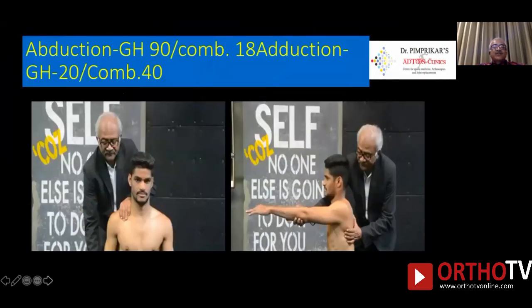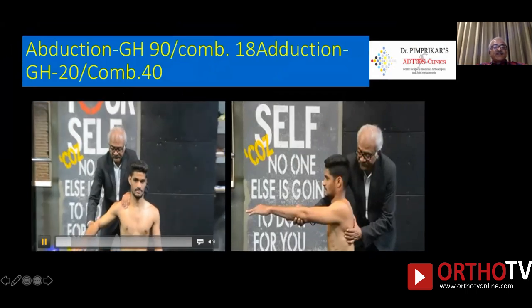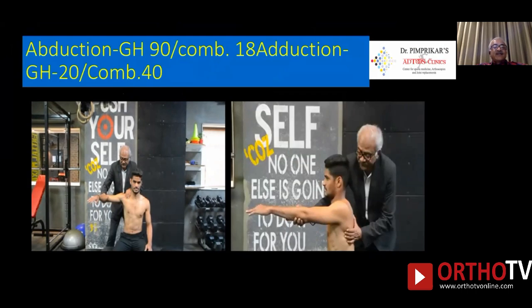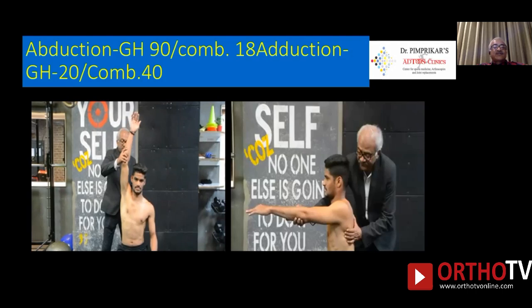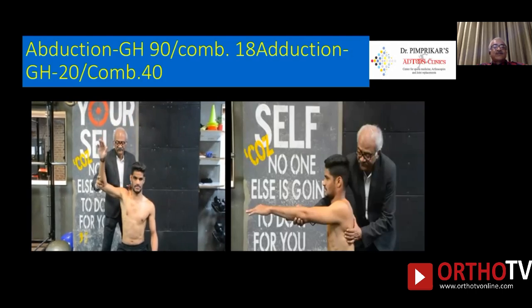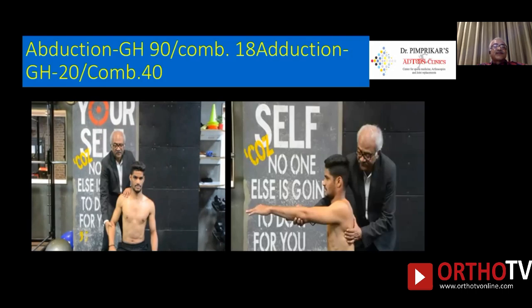In abduction, the glenohumeral movement is 90 degrees, and the combined abduction is 180 degrees. Please pardon me for the mistake. I have written 18 degrees there, whereas adduction is glenohumeral 20 degrees and combined 40 degrees. So when you are doing the abduction, here again the hand stabilizes the scapula and the clavicle. Once you release the hand, there occurs the external rotation along with the abduction, and the combined range of abduction is 180 degrees.